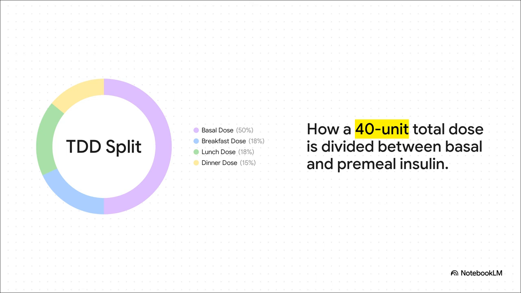Here's how that 40-unit total gets broken down. Half of it, so 20 units, that's for the long-acting basal. The other 20 units get divided up for your meals. So it might be something like 7 units for breakfast, another 7 for lunch, and then maybe 6 for dinner. And that is your starting recipe.